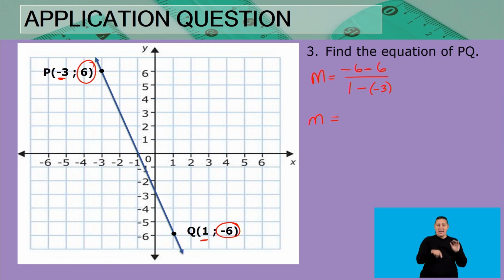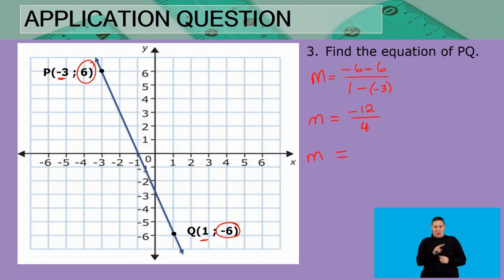Right? So what is -6 minus 6? That is -12. -6 minus 6 is -12. And this is being divided by 1 minus -3. So 1 minus -3 is +4.